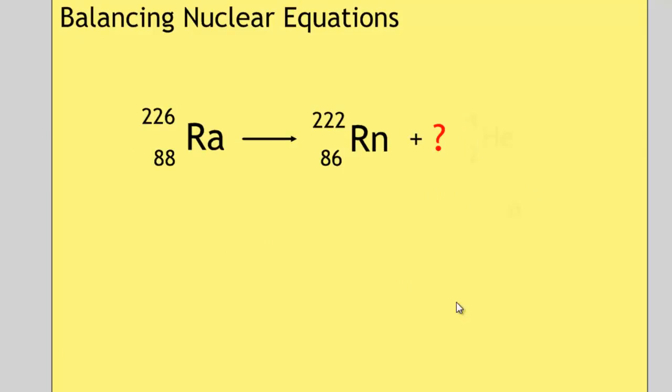Let's work another one real quick. Again, you've got a blank here. We've got 88 on the left-hand side and 86 on this side, so we need 2. Over here we've got 226 and 224 over here, which means we need 4. If we need 4, essentially, what does that equate to? Well, 4 basically means that it is an alpha particle. So we could write it as 4, 2 helium, or we could substitute in the alpha particle. Either way is perfectly fine; it depends on how they have it on the test. So remember, the gist of this is that you're just trying to add everything up.